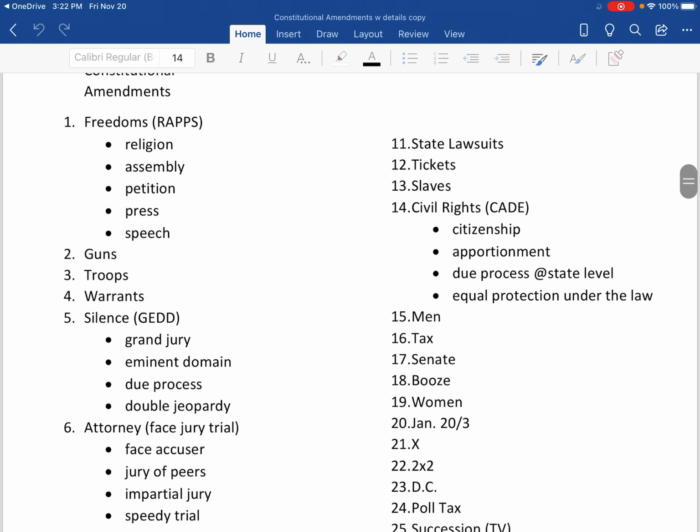All right. 11, state lawsuits. State lawsuits is basically that the government must stay out of state lawsuits. And what really had happened, and this is an old case, I want to say like 1793 or something like that, just after the ratification of the Constitution, was that an individual couldn't sue a state in federal court. So state lawsuits said if an individual is going to sue a state, it had to happen in the state court. It couldn't go to the federal level.